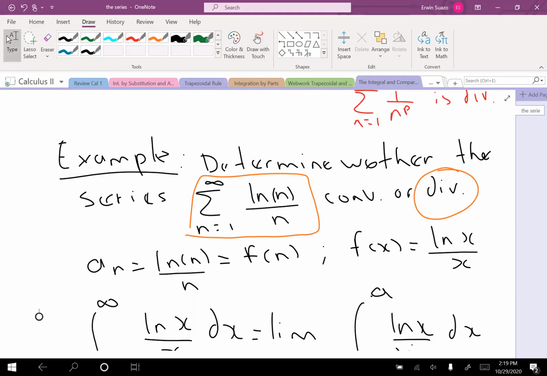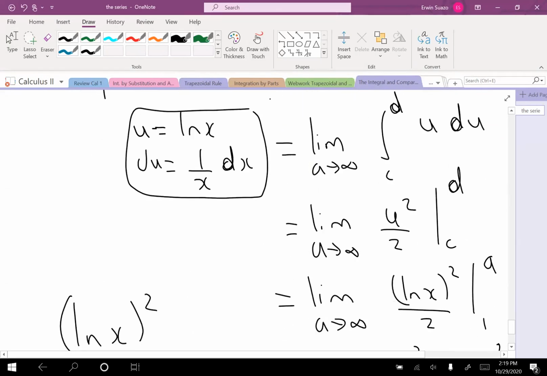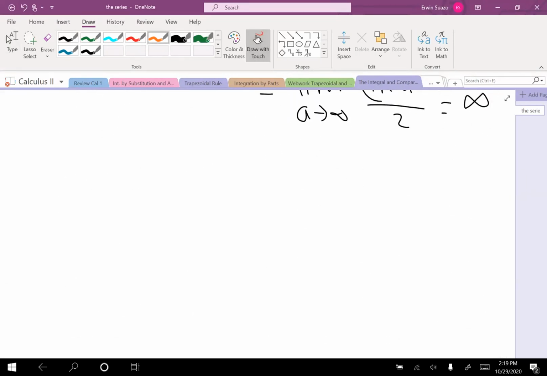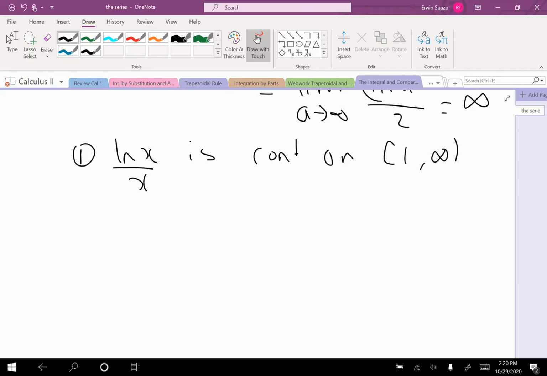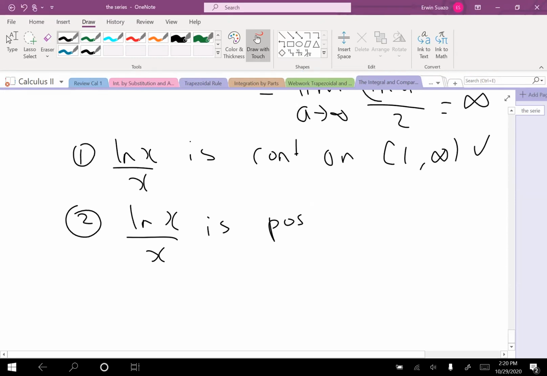But before that, remember we had to check the 3 conditions. Now that it works, we need to check first: number 1, ln of x divided by x is continuous on 1 to infinity. We graph it, so we saw that it's continuous from 1 to infinity. Number 2, ln of x over x is positive from 1 to infinity. We graph it. Everybody saw that it's positive from 1 to infinity.